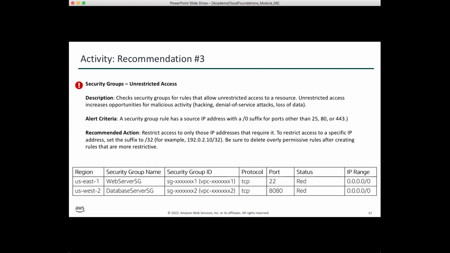Recommendation 3, security groups, unrestricted access, right? So you have given security groups unrestricted access. You see, this is an unrestricted access range, right? At this point, I would also like to tell you, in your assignment, you can do that. You can use this for SSH or HTTP access. But for SSH access, port 22, right? Status is red.